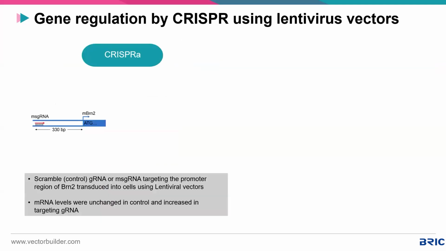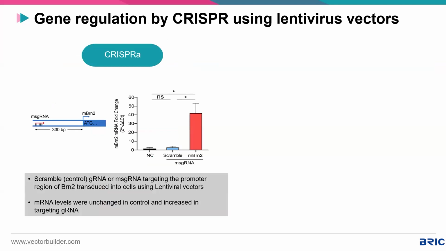Another example that I want to show is using lentiviral vectors for gene regulation, for CRISPR-A and CRISPR-I. Here is an example of CRISPR-A, where the promoter region of the gene BRN2 is being targeted by the CRISPR-A system. You can see that in the controls, mRNA levels didn't change much, but in the experimental sample, the mRNA levels increased because we are doing CRISPR-A with the transactivation system.